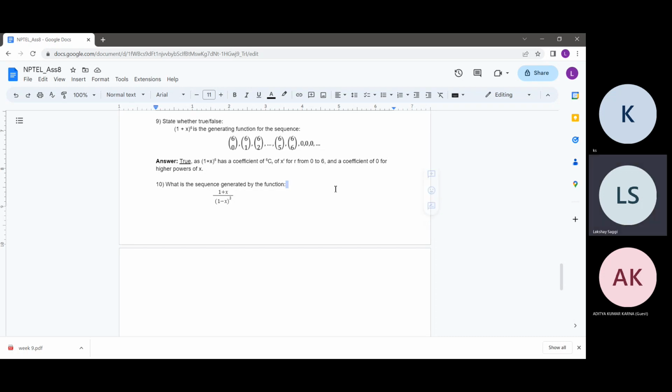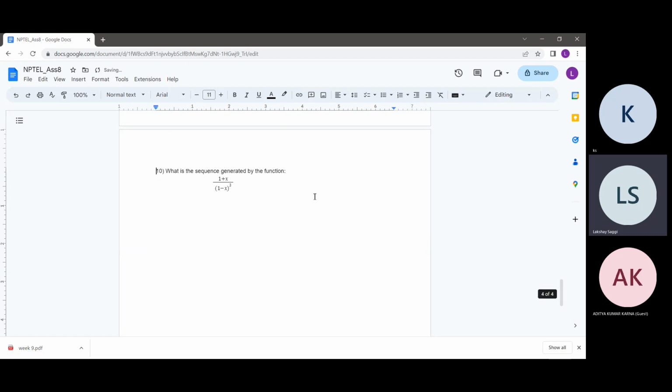So I hope the ninth question is clear. Now let's come to the tenth question, the last question for the day. I'll just move this to a new page. The tenth question is not too difficult. What it's asking is: what is the sequence generated by the function 1 plus x upon 1 minus x whole cube?